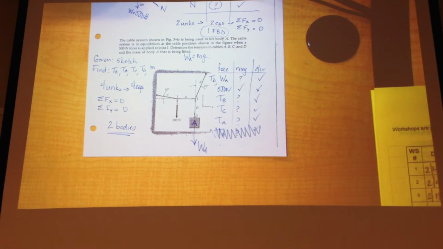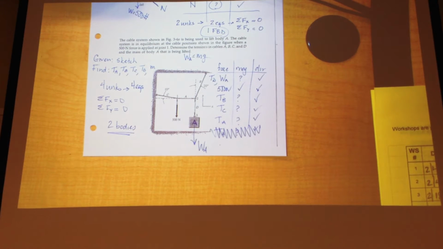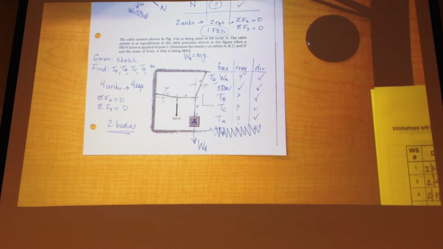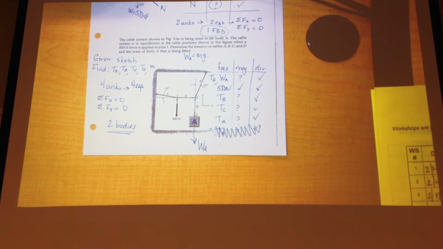JJ, which way do I draw tension? Towards the body or away from the body? Away from the body, because the body's being pulled by the tension. If it was a compressive force, Eric, which way would I have it drawn? Away or towards the body? Towards the body. That's why normals are drawn towards. Any questions? What questions do you have?